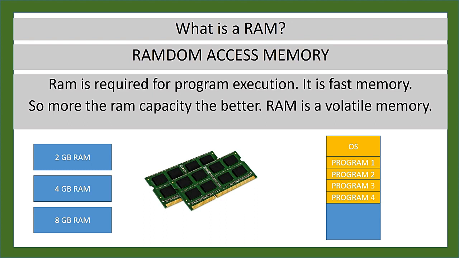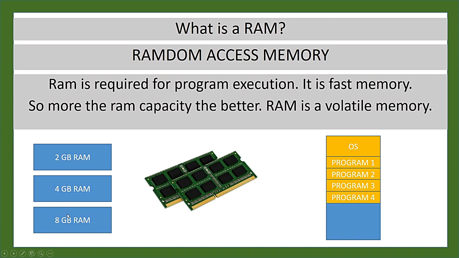So what happens is, since every program gets loaded onto RAM, it is a must that your RAM should be of higher capacity. So normally in the market, if you go, we have a 2 GB RAM, we have a 4 GB RAM and an 8 GB RAM. We also have 16 GB RAM, right? So these are the RAMs that you get.